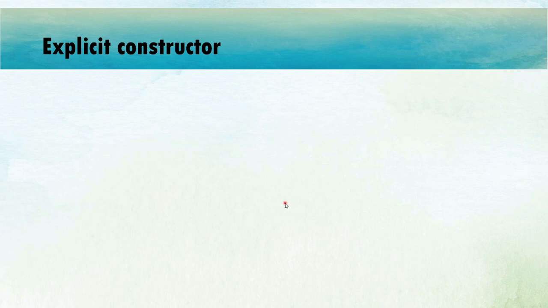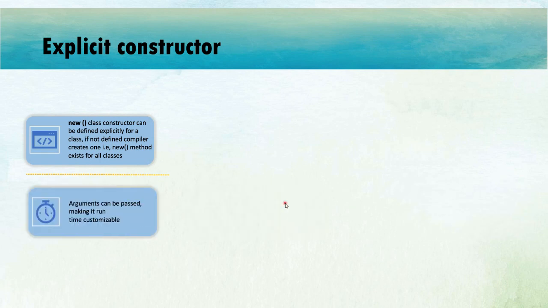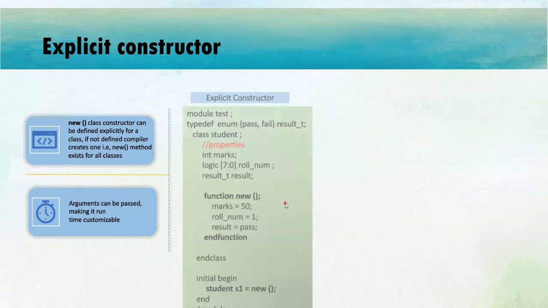Now let's move to explicit constructor. Since in the previous example we were using the default constructor, we can also customize our constructor. So we can define this new constructor explicitly and customize it as per our requirements. If we do not define it, the compiler will create an automatic new function, that is, a default constructor, which I explained in the last slide also. So the new method will always exist for all the classes.